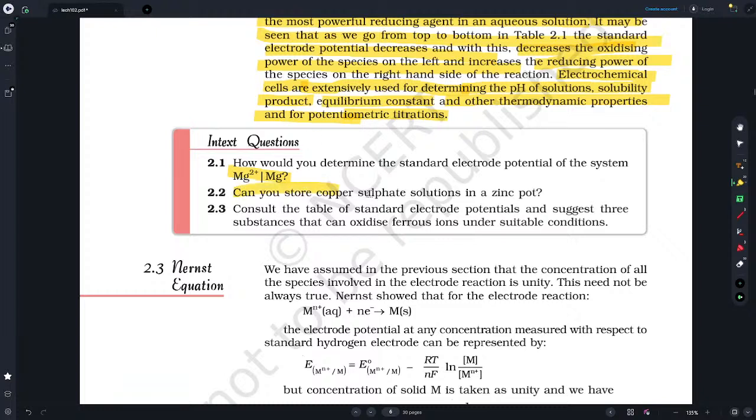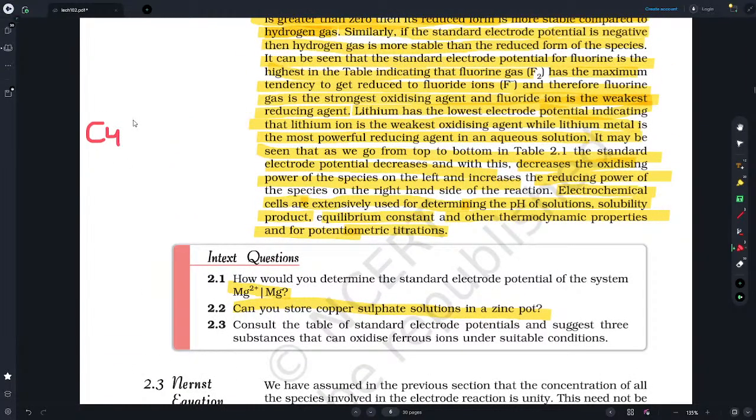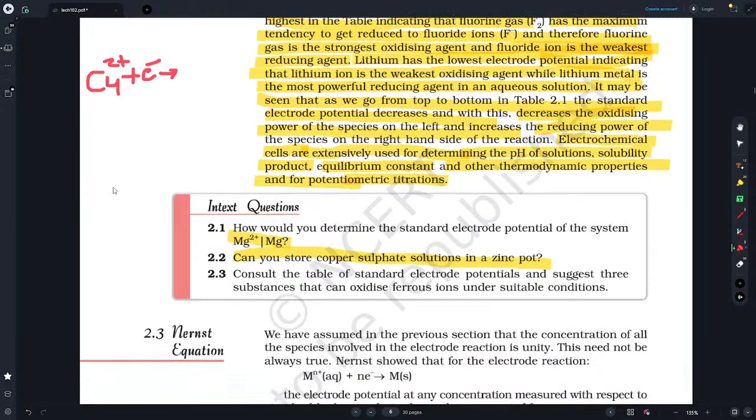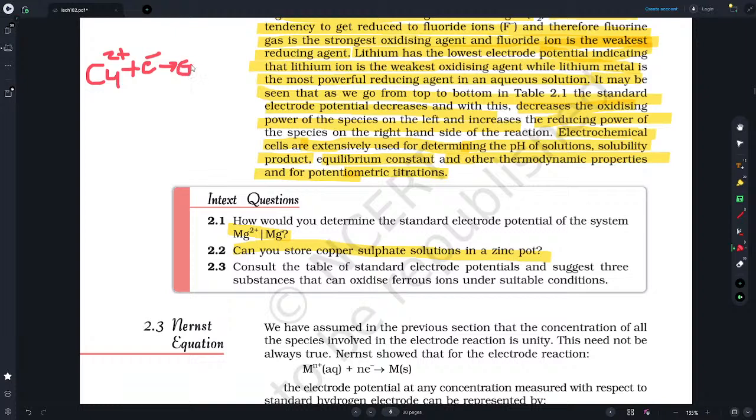Can you store copper sulfate solutions in a zinc pot? No. Why? Because we saw before that Cu2 plus can easily take electrons even better than hydrogen, as such having a positive electrode potential value. But we see that zinc 2 plus cannot take electrons very easily and even has a negative value, a negative 0.74 volt value, meaning it is very weak compared to hydrogen and copper in terms of reduction potential.